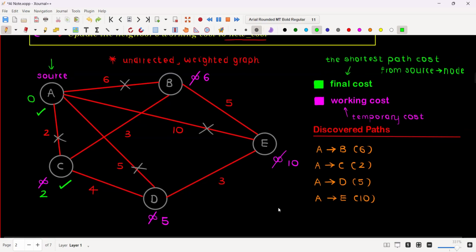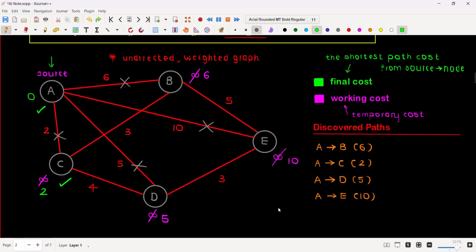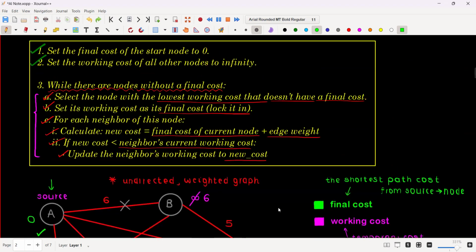So each time I discover the nodes adjacent to a particular node, I repeat this process on the next node that has the lowest working cost. And keep in mind, when I select the next node that has the lowest working cost, it doesn't have to be one of the adjacent nodes. It could be some disconnected node that you are yet to discover as well. So adjacency doesn't matter when it comes to selecting the next node. We just select the one with the lowest working cost. And we make that lowest working cost the final cost, and then we proceed.